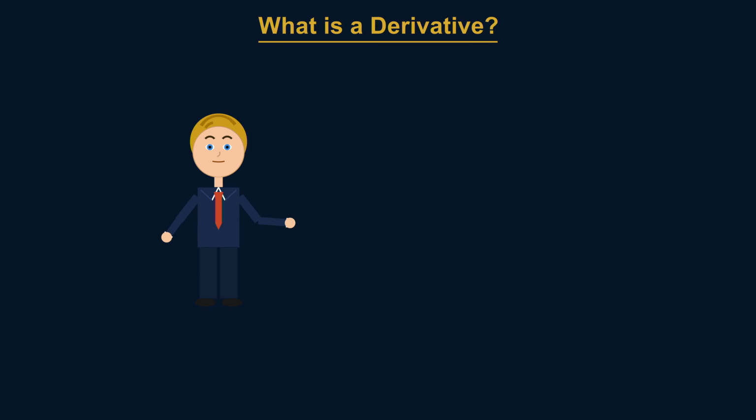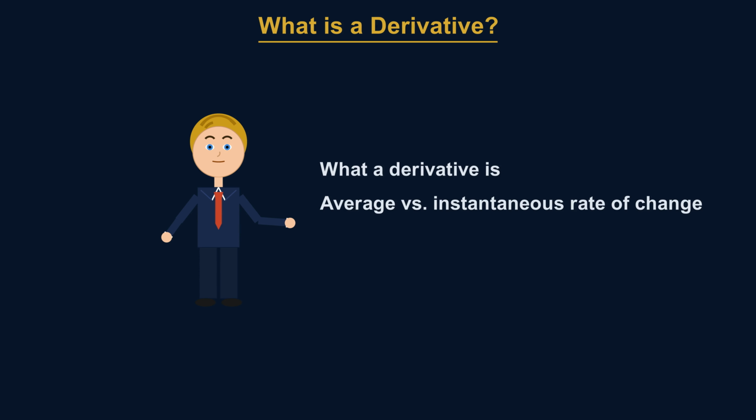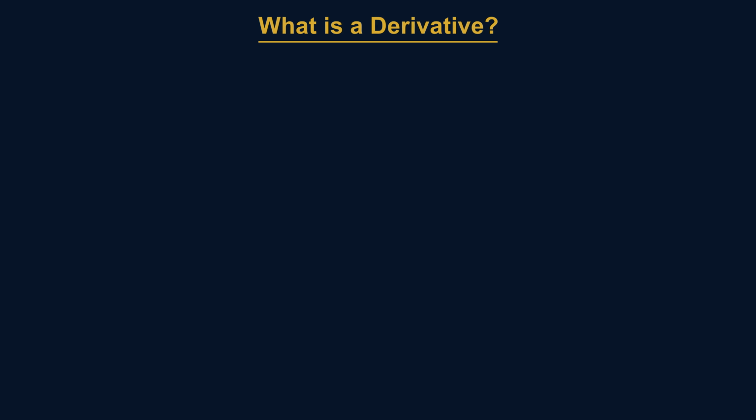In this video, we're going to be covering what a derivative actually is. We'll build up the intuition for why you'd want one, walk through the core idea of an instantaneous rate of change versus an average rate of change, and cover the notation that you'll see throughout this entire module.